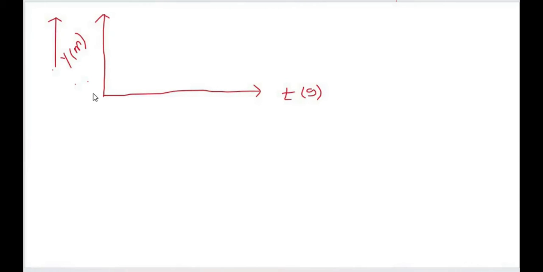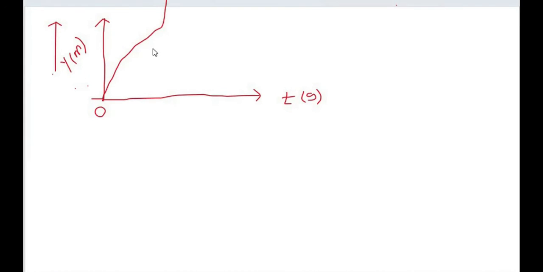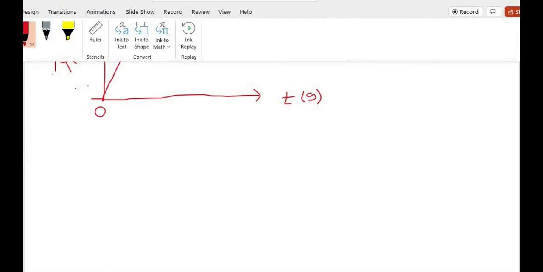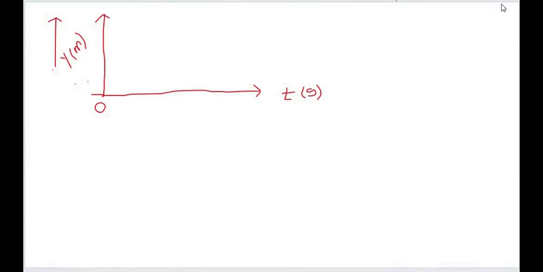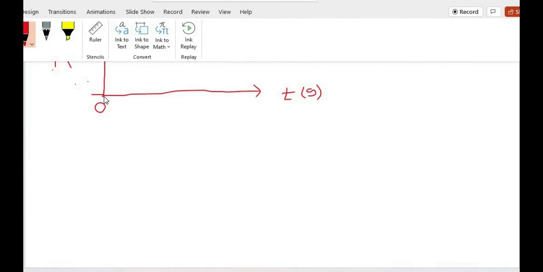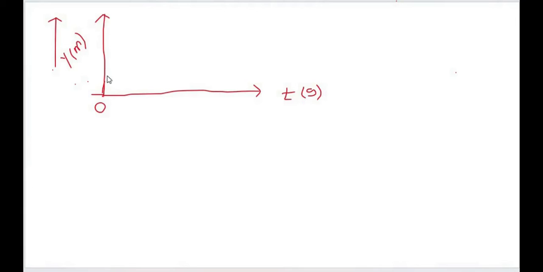If we were to draw the motion of this object that is vertically projected upward, it starts at 0 seconds, and let's say 0 meters, and it's projected upwards. It goes up until it reaches a certain maximum height, then travels down again. So here on the y-axis that would be the maximum height, let's say h max.